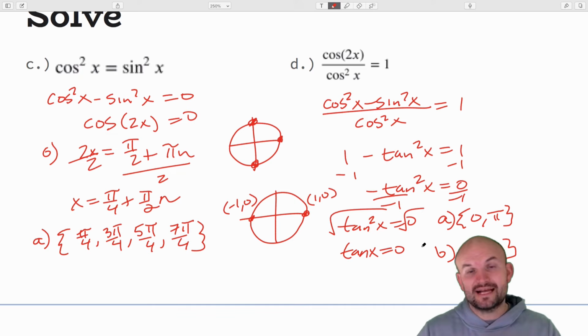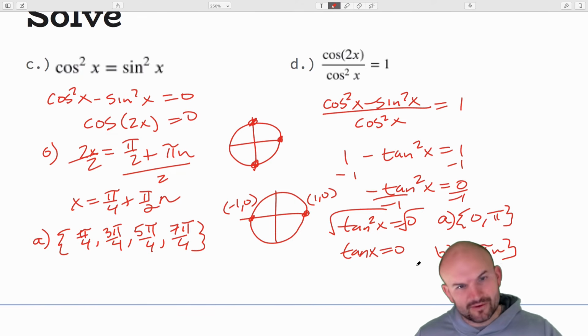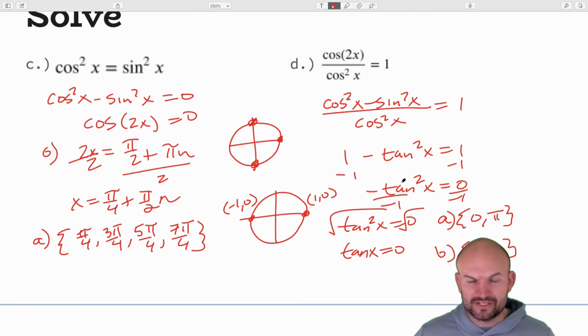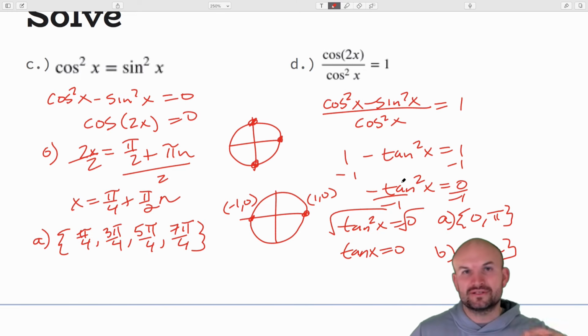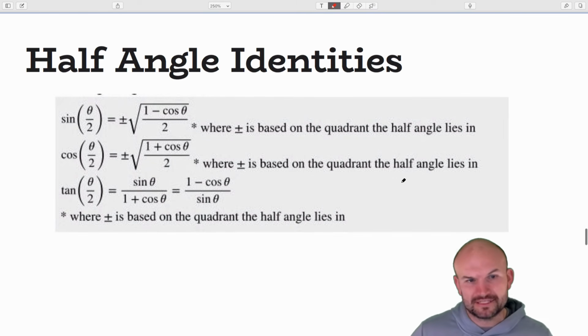Okay, so that wraps up how we use the double angle formula. It's helpful to help us evaluate angles, it's helpful for verifying, and it's helpful for solving. So now we're going to get into the next type of formulas, which look a lot crazier and more difficult, but they're really not as bad once we get into the work, and that is the half angle identities.